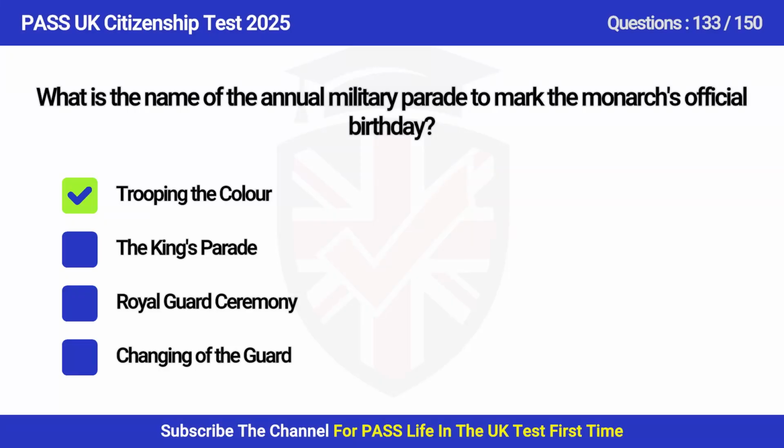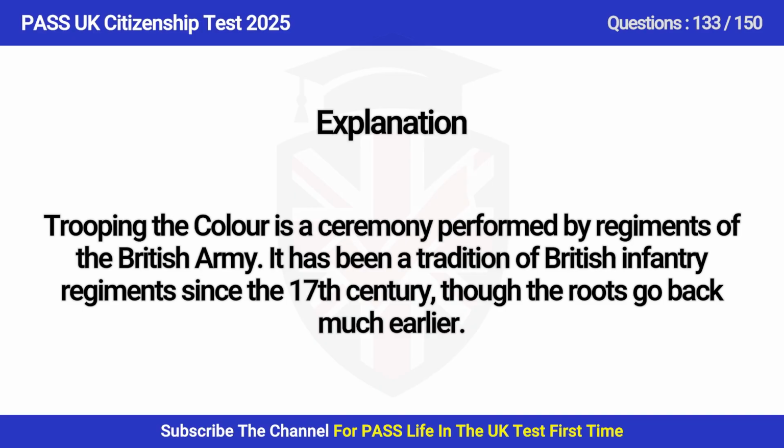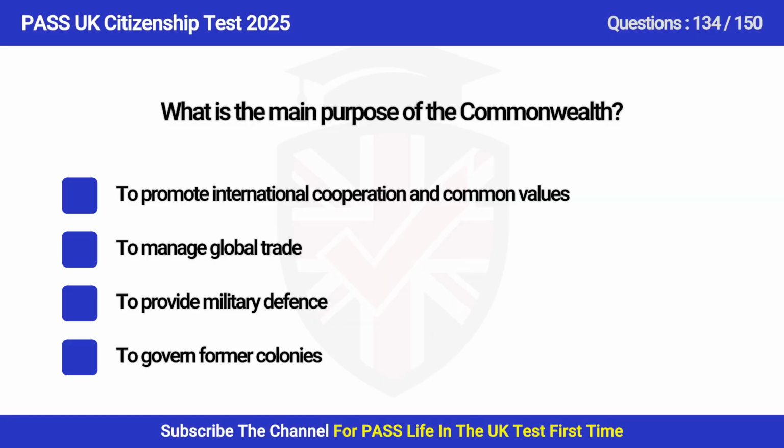Answer is A. Trooping the Colour. Trooping the Colour is a ceremony performed by regiments of the British Army. It has been a tradition of British infantry regiments since the 17th century, though the roots go back much earlier. Question 134. What is the main purpose of the Commonwealth? A. To promote international cooperation and common values. B. To manage global trade. C. To provide military defence. D. To govern former colonies.